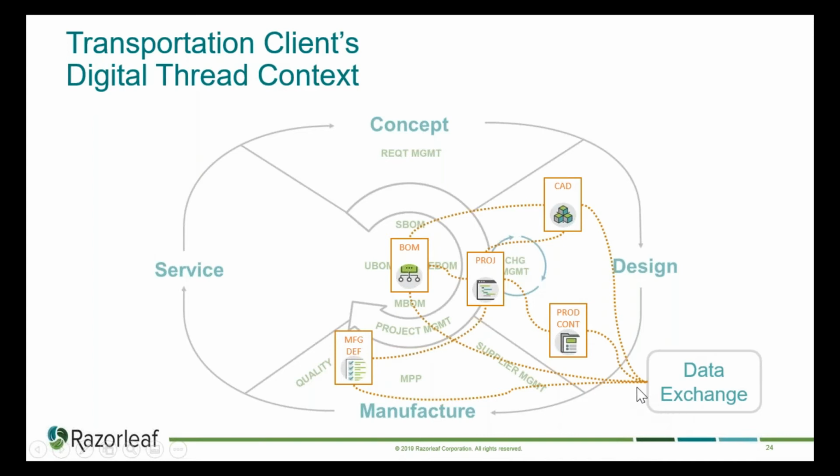So they can't spend time with duplicate data, losing data, not sending people the right version of data. So this was equally important. But that's what their digital thread context needed to look like.